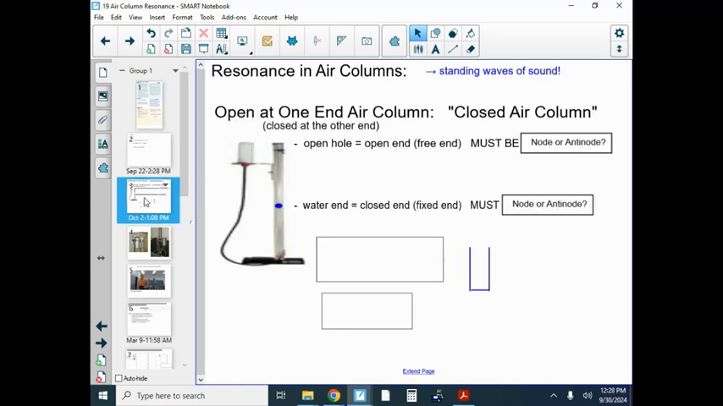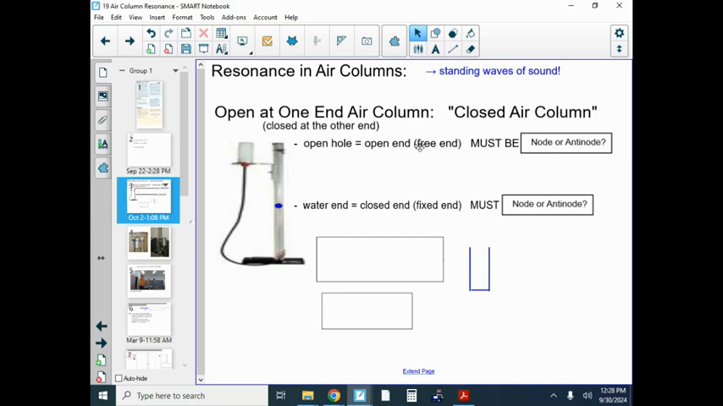So here we go. We're looking at resonance in air columns. We're really looking at standing waves and sound. And you saw a video in the previous lesson where the person had two speakers facing each other, and then the microphone went along and found quiet spots and loud spots. So instead, we're going to be listening at the top of an air column. So this is often called a closed air column.